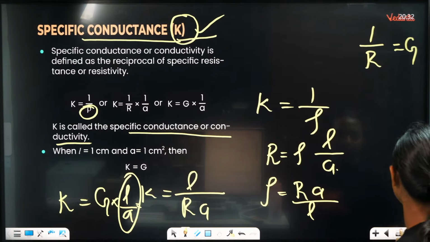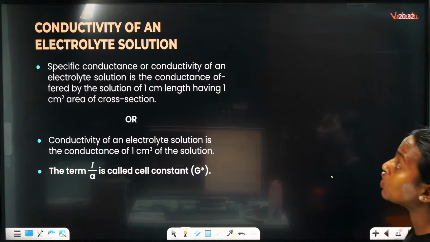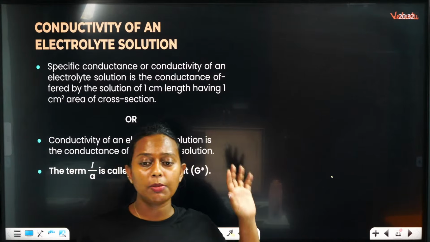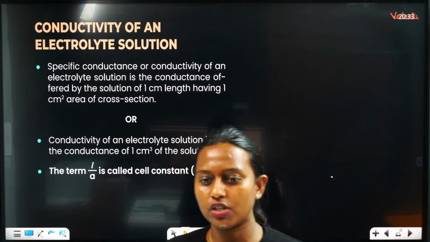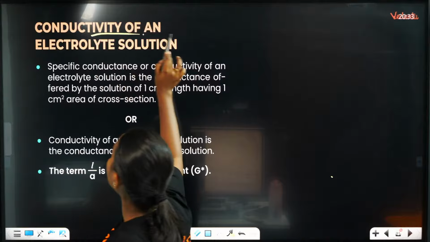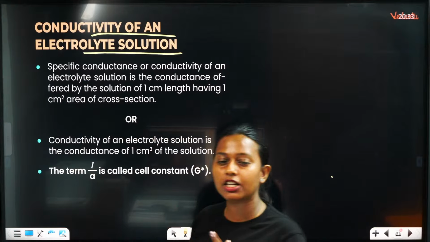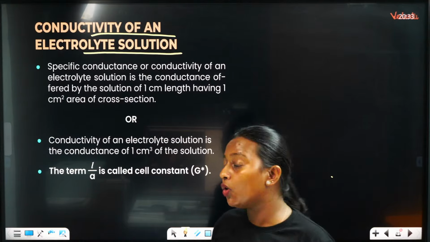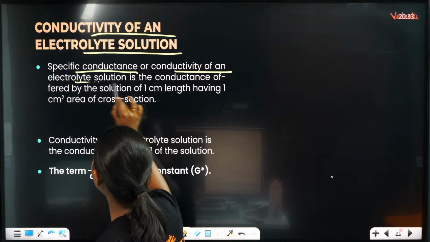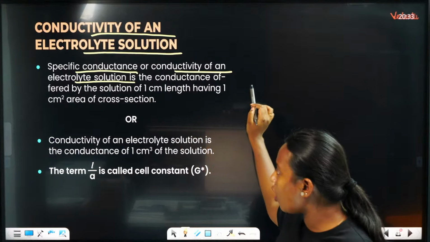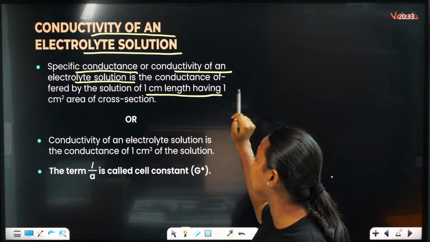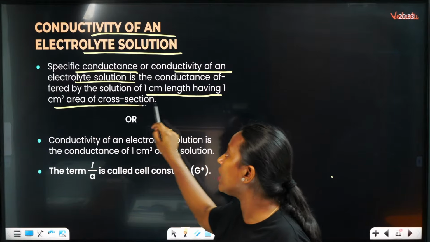So next we are moving to conductivity of an electrolyte solution. Until now, what we discussed was the conduction of a metal rod. Now we are discussing the conductivity of an electrolyte solution. What is the conductivity of an electrolyte solution? The specific conductance or conductivity of an electrolyte solution is the conductance offered by the solution at 1 centimeter length having 1 centimeter square of area of cross section.